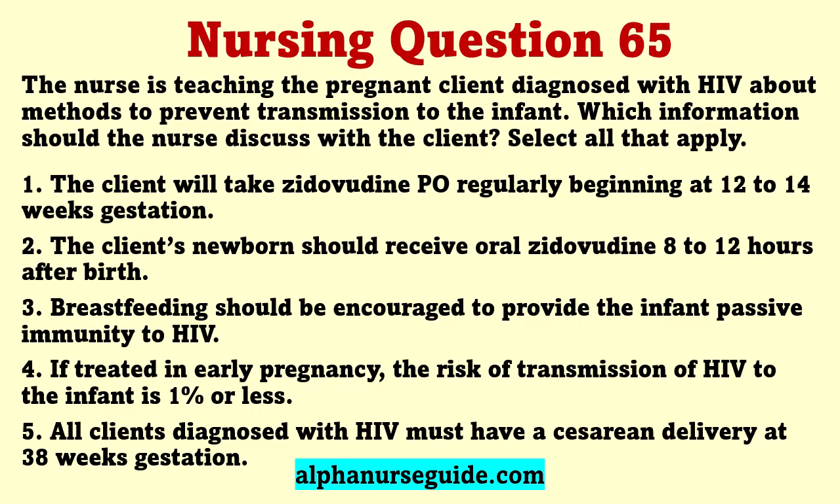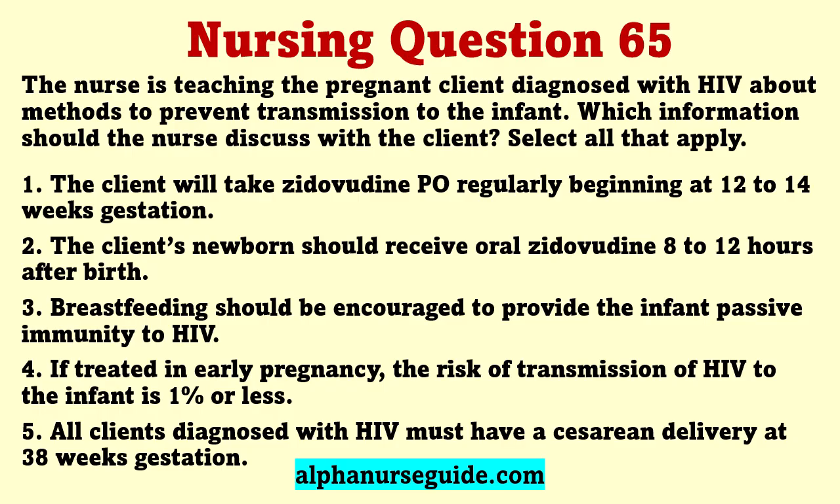The correct answers are 1. The client will take zidovudine PO regularly beginning at 12 to 14 weeks gestation. 2. The client's newborn should receive oral zidovudine 8 to 12 hours after birth. And 4. If treated in early pregnancy, the risk of transmission of HIV to the infant is 1% or less.